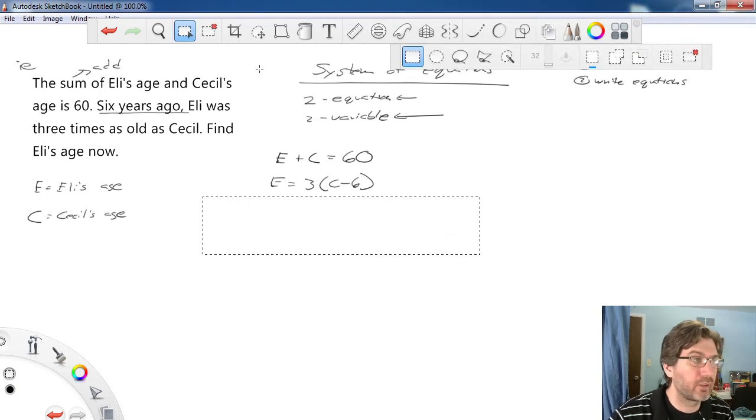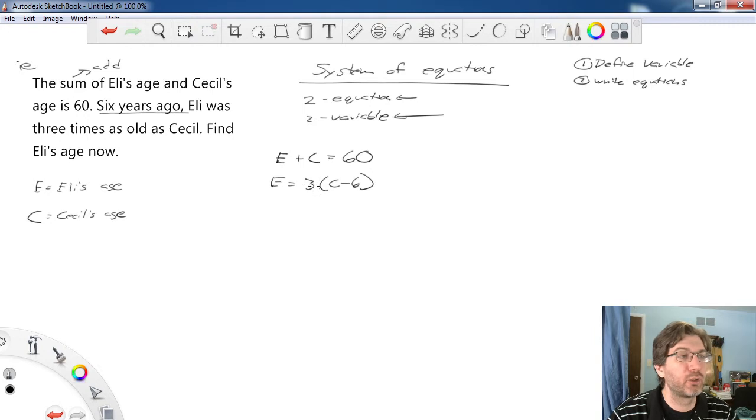I don't need that. So I got my 2 equations. You're more than welcome to distribute this out. Just remember that this C minus 6, you're taking away those 6 years first, right? 6 years ago, this was true. It's not this is true plus 6 more years or minus 6 more years. It's 6 years ago, this was true. So 6 years ago, 3 times whatever Cecil's age is minus the 6. So you do want to do the subtraction of 6 first there.